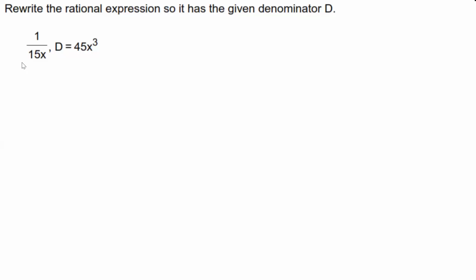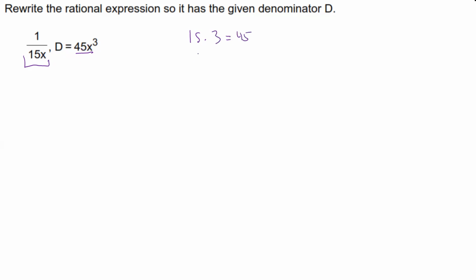All right, so here what we're supposed to do is rewrite the rational expression. So basically this piece here, but this is what we want for our common denominator. Okay, so that's going to be the denominator we want. So how do we get from 15 to 45? 15 times what is going to give us 45? Well, 15 times 3 will give us 45.